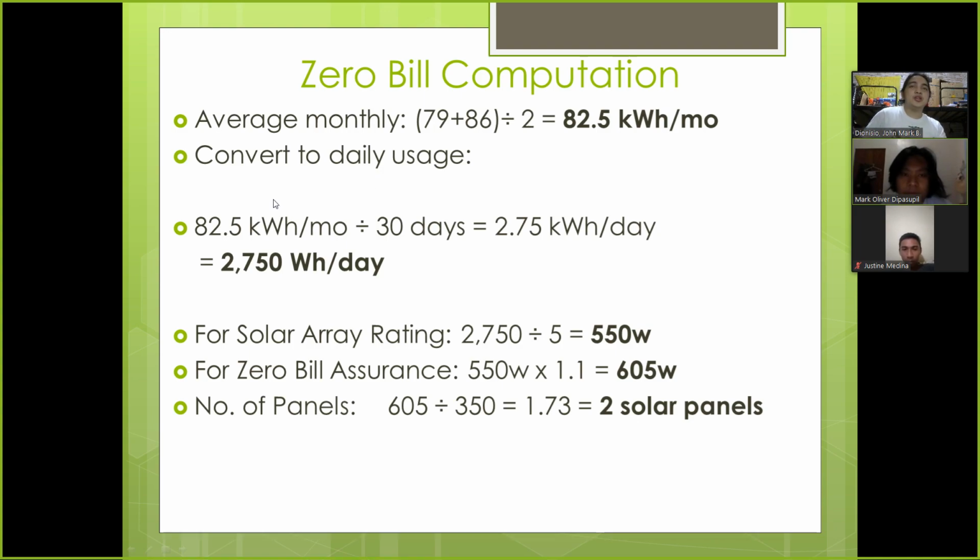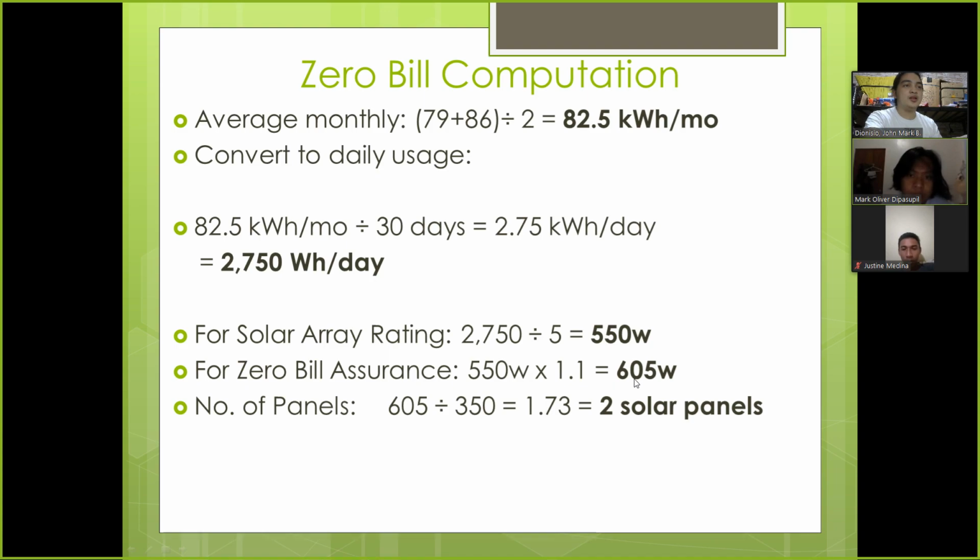Ngayon, same process lang din ang ginawa natin sa example kanina. Divide by 30, 2.75 kilowatt hour per day. Tapos gagawin natin watt hour lang. So, 2,750 watt hour per day. Tapos same lang din naman siya na 5 hours ng annual na sun hour dun sa kanila. So, divide by 5. So, 550 watts. Tapos merong zero bill assurance. Multiply natin siya sa 1.1.